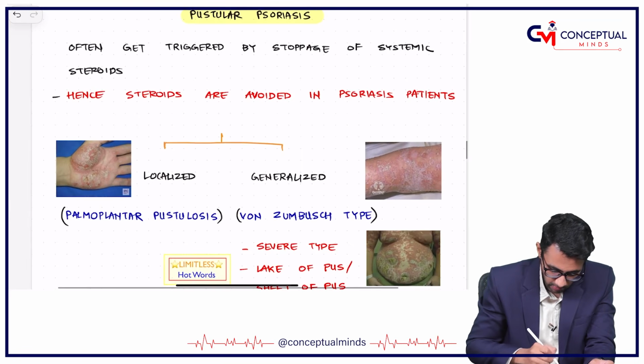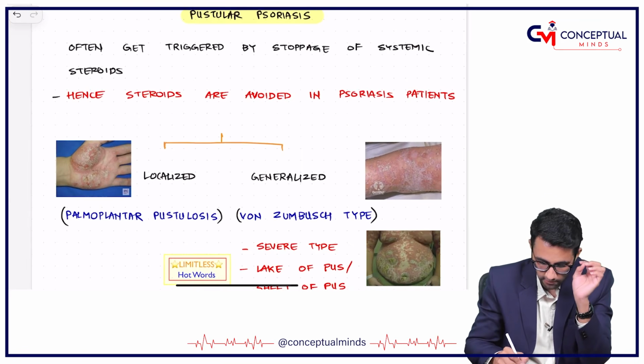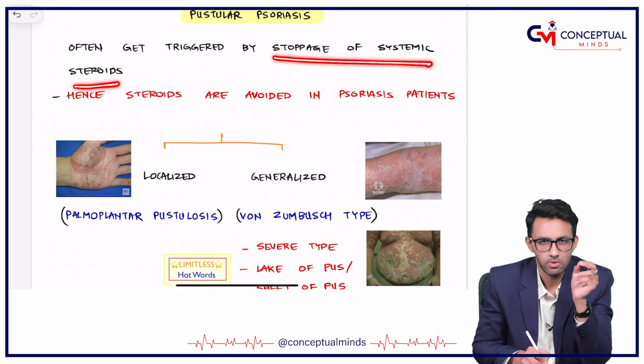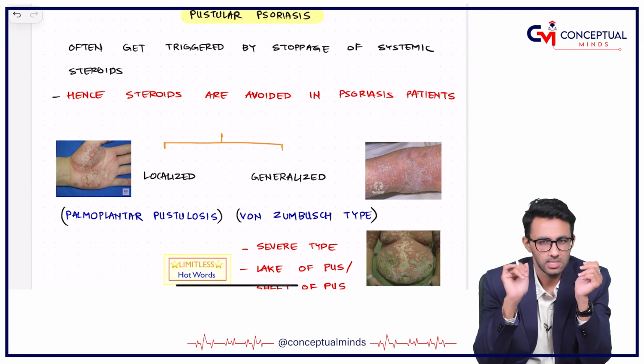The next one is, why is it triggered? It is because of stoppage of systemic steroids. Sudden stoppage of systemic steroids can cause pustular psoriasis. Do you remember that point I told you? Yes, I hope you do. What was that point? If you can recall, something with the impetigo name is waiting for us.